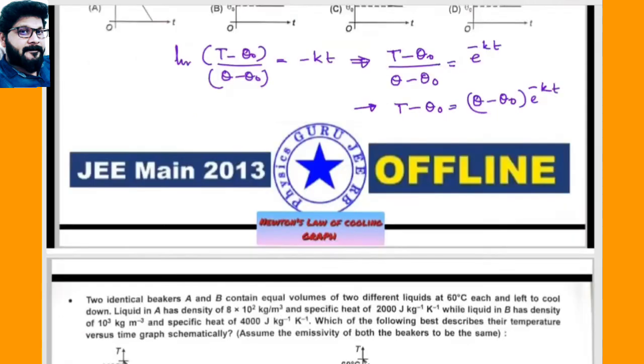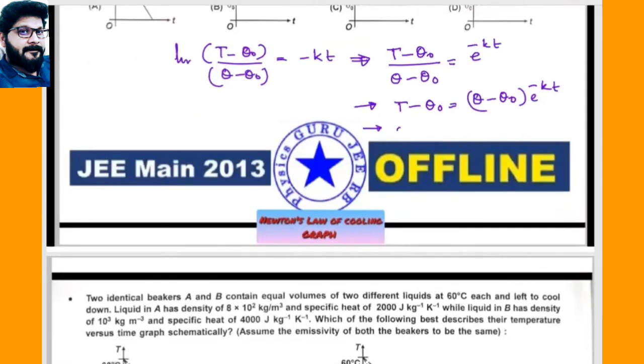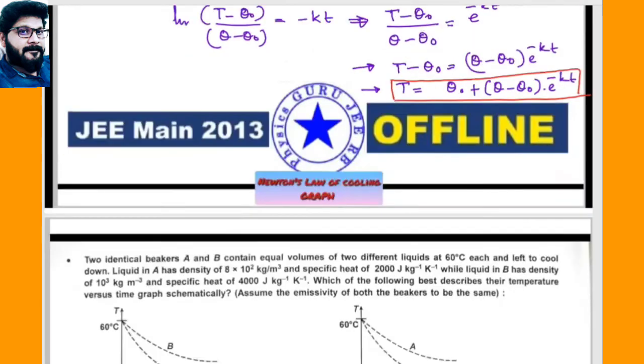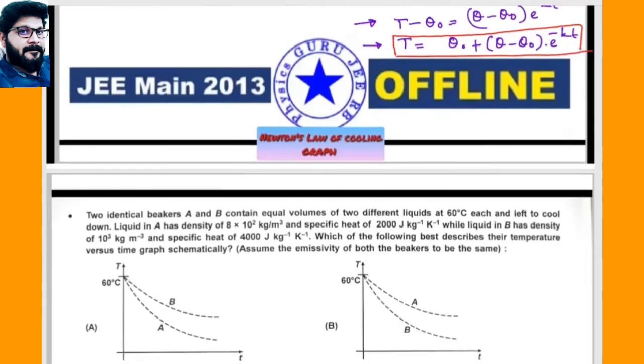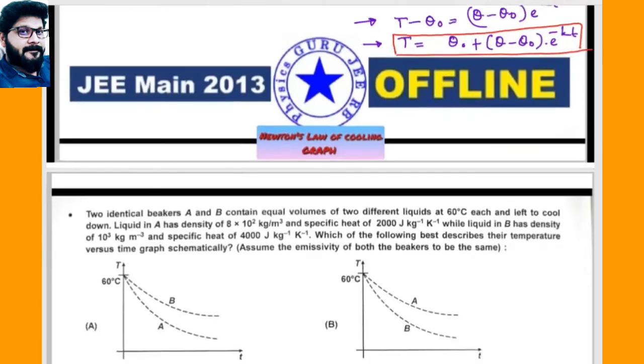Or some more simplification: T equals theta naught plus (theta minus theta naught) into e to the power of minus k into t. Hope this is clear till this point. So we got T equals this part. Now what we have to do is substitute: when small t equals 0, then capital T equals theta naught.